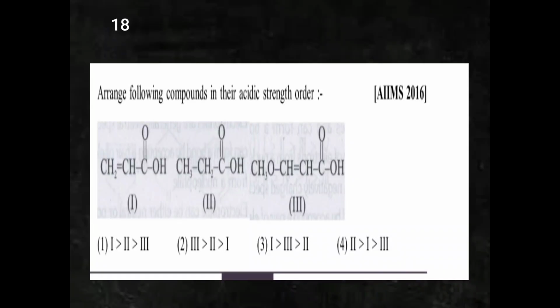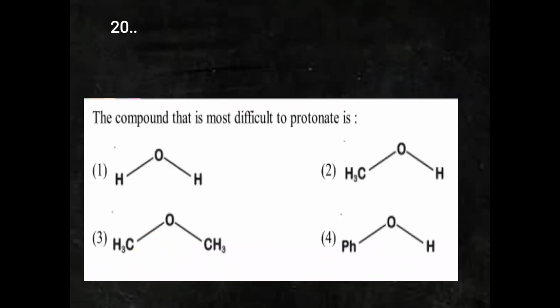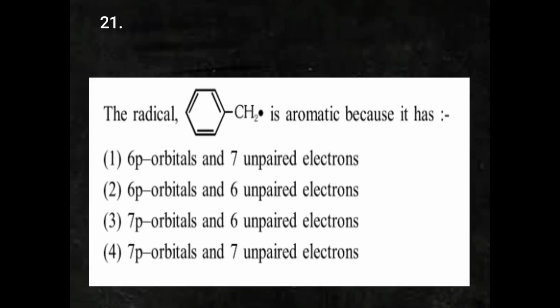Arrange the following compounds in their acidic strength order. This is a very important question. Option 1 is the correct option here. Which one is the correct order of acidity? Option 4 is the correct option. The compound that is most difficult to protonate is? Option 2 is the right option here.